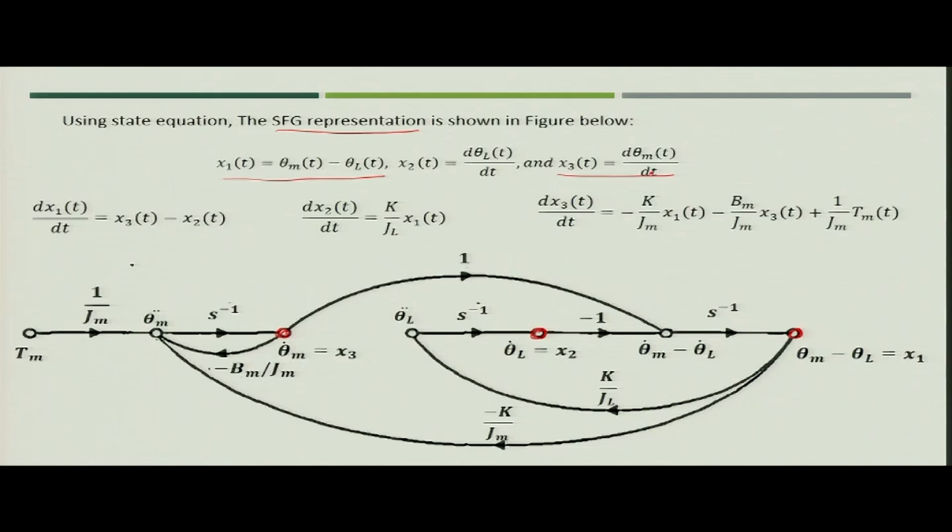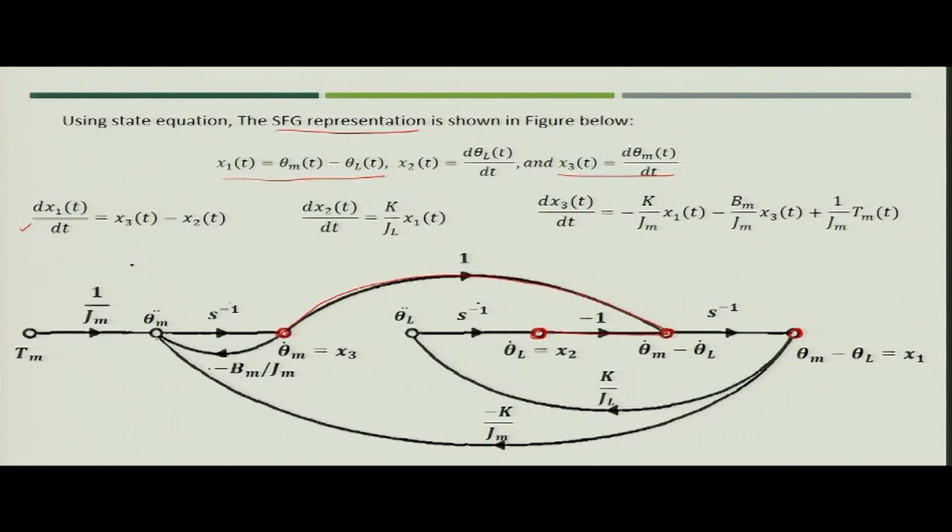then x3 which is nothing but theta m dot. Now, for the first equation what you are getting, dx1 by dt is equal to x3 minus x2. So, here you have x3, you have x2. So, x3 will be having gain of 1, x2 will be having gain of minus 1. When you sum up, you get theta m dot minus theta l dot, that is nothing but equal to dx1 by dt. So, from first equation what you have got is these two links.